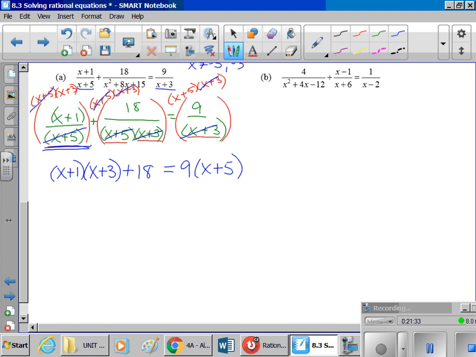Okay, so let's factor out. So when we factor this one out, this becomes x squared plus 4x plus 3 plus 18 is equal to 9x plus 45.